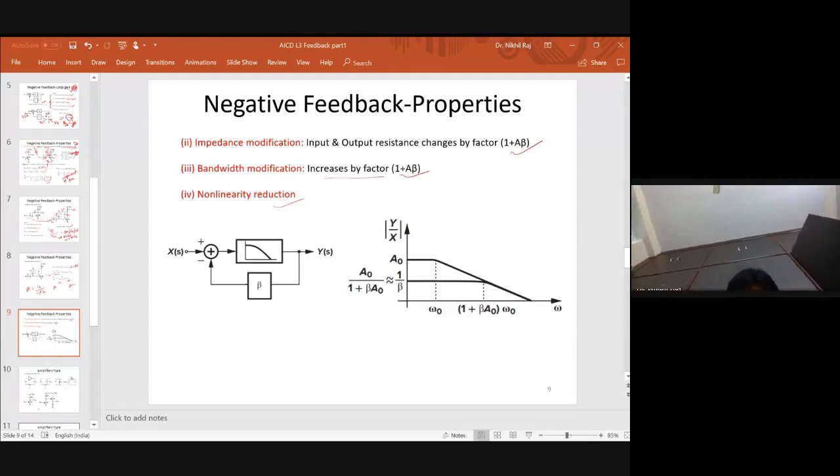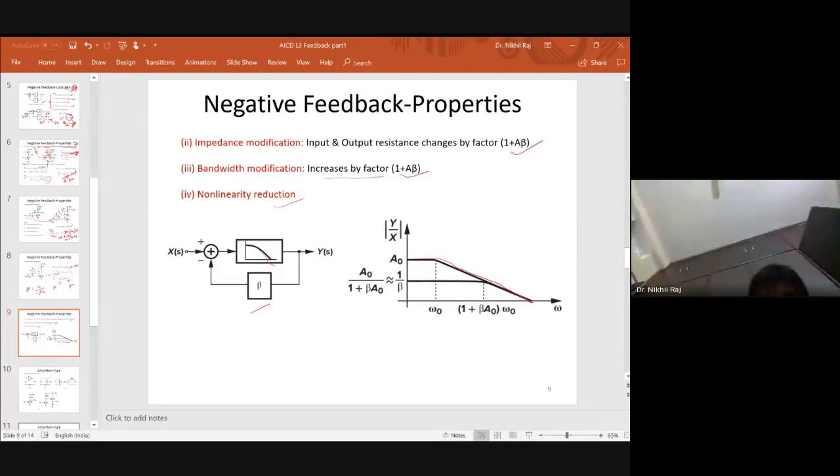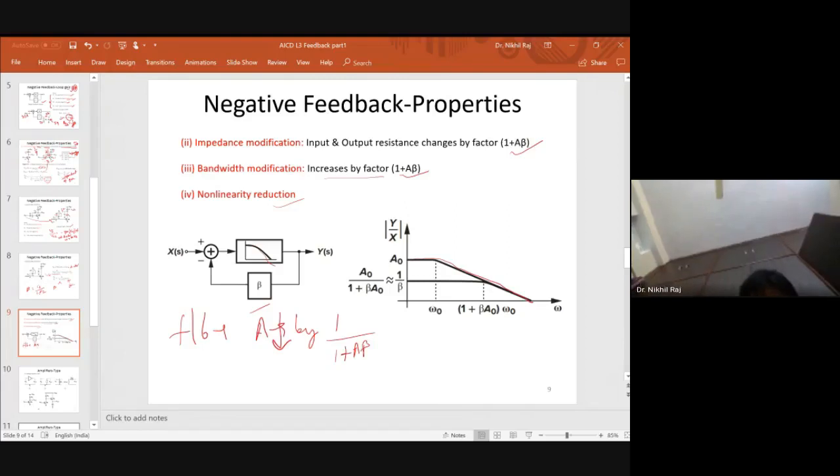Now here is the circuit. This is the negative feedback system, and this was the gain. A naught is the original gain of the amplifier. But when we apply the feedback, what will happen under feedback? The gain will reduce by the factor of 1 by 1 plus Aβ. So here the gain is reduced by 1 plus Aβ.